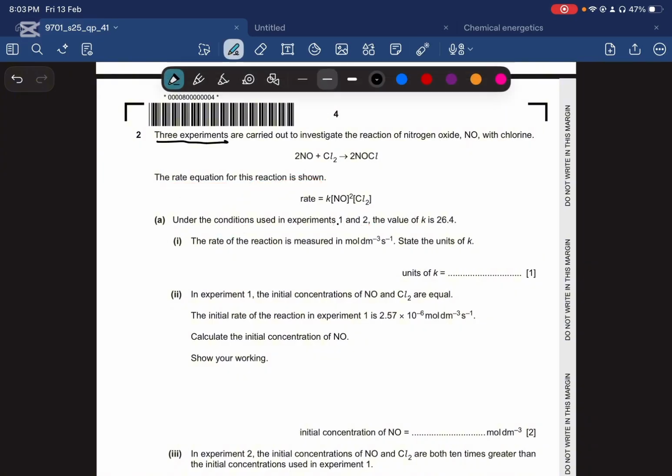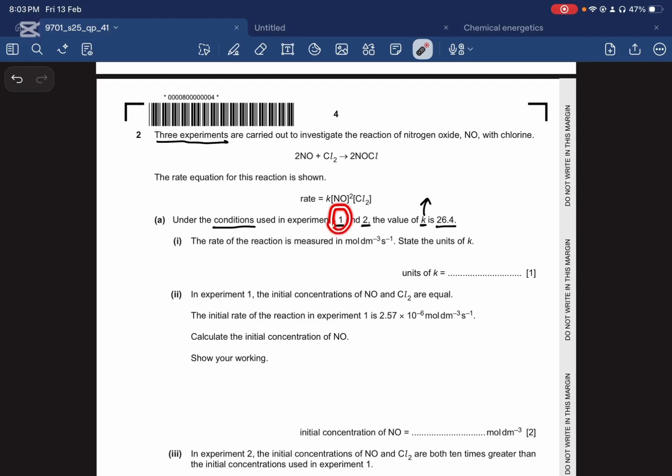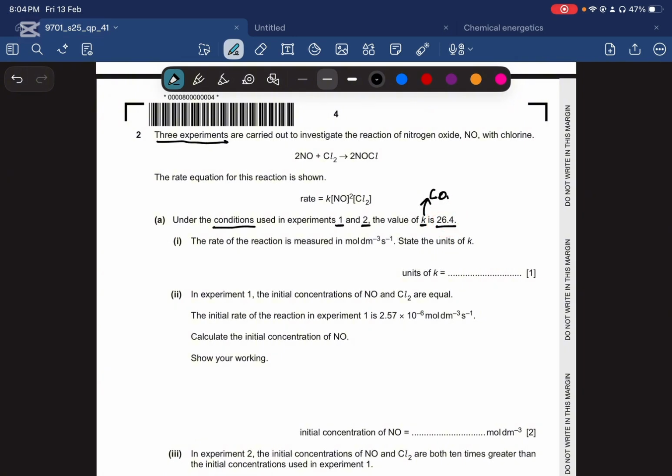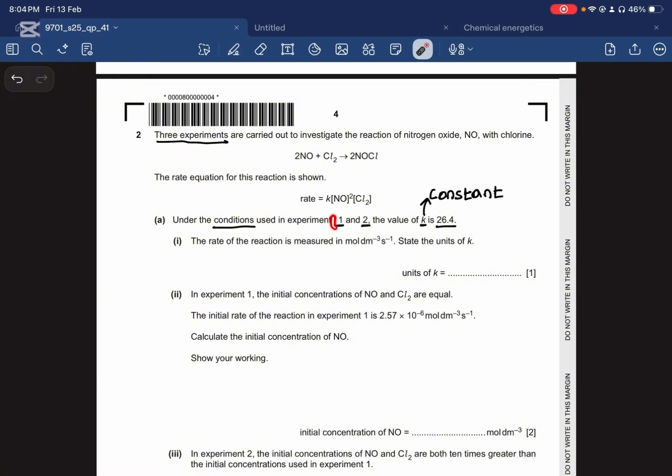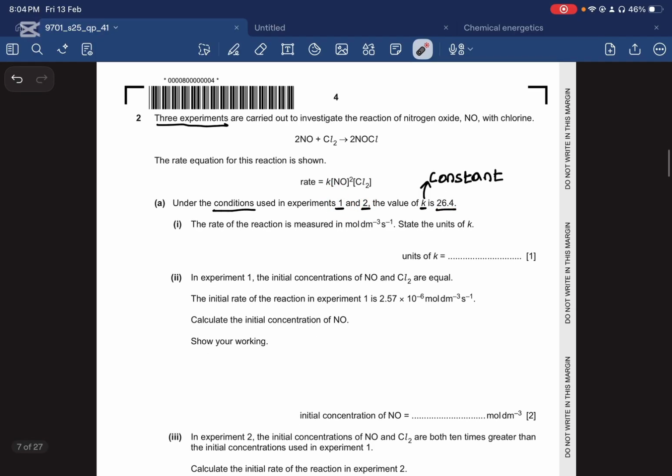Under the conditions used in experiments 1 and 2, the value of k is 26.4. Now, what was k right here? k was the constant used in this case, right? So no matter how many experiments you conduct, your rate constant needs to be the same value, obviously, because the word constant literally means remaining the same. So in 1 and 2, this value remains the same, which is 26.4.